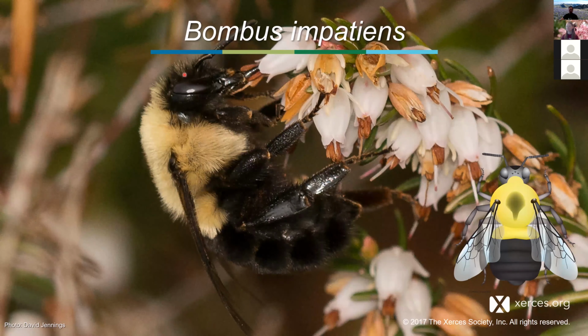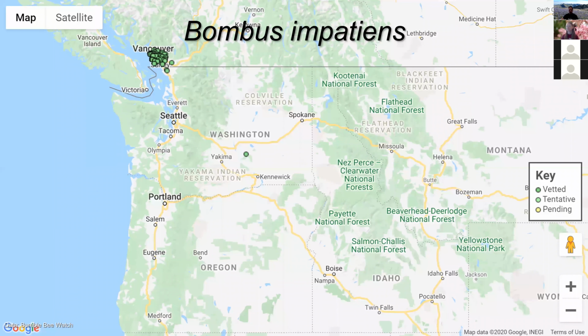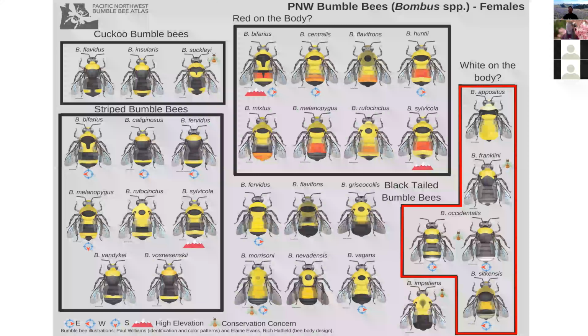There's a photo of it. So this has a black face. The top of its head is yellow. And then the first segment of the abdomen is yellow and the rest of the abdomen is black. And here are the observations that we have so far. Here's that observation in central Washington. And then most of the observations are up here in Vancouver and far northern Washington. So those are the blacktails.